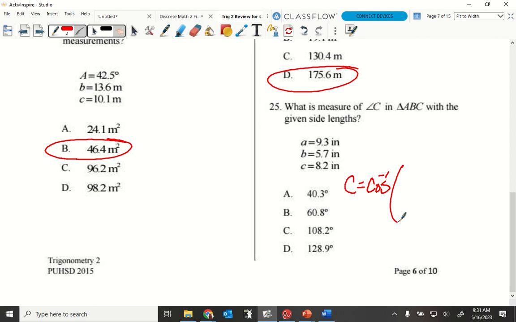So I'm trying to get you guys to see there is a pattern to do this. This is what messed me up on the test. That's one of the ones I got wrong. 8.2 squared minus 9.3 squared minus 5.7 squared, all over negative 2 times 9.3 times 5.7.